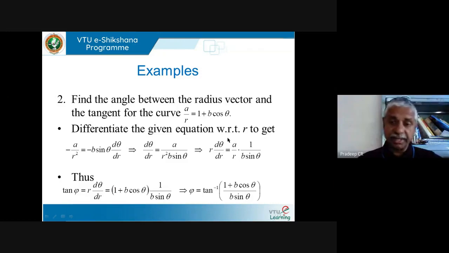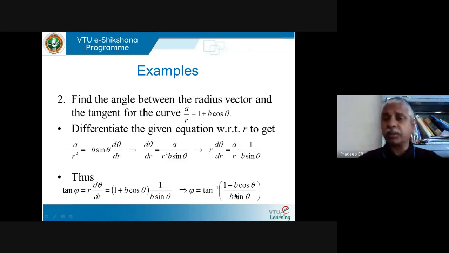So the template, as I said, is the same thing. Given an equation, you differentiate with respect to r and find an expression for r d theta by dr. And then equate that to tan phi. So phi is tan inverse of something. So this is only in terms of theta. If you retain this r, it will also be in terms of r. That's all. There is nothing sacrosanct about reducing it to this form.